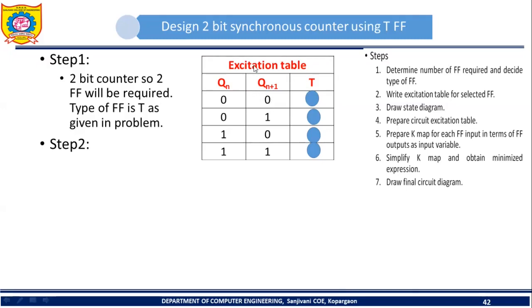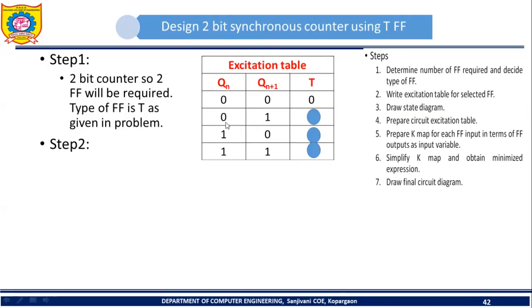We have already seen how this excitation table can be obtained from the truth table. We also know the working of T flip-flop. What happens in T flip-flop? If T is 0, then there is no change in the state, and if T is 1, then the state of the flip-flop toggles. Now see here, present state is 0, next state is 0. So what should be the T? Are we expecting any change in the state? No. So that's why what should be the T?